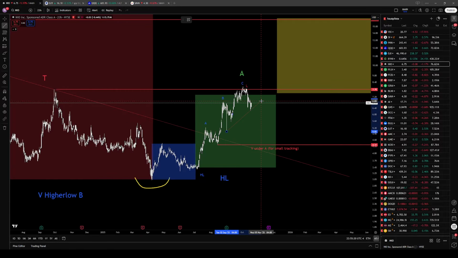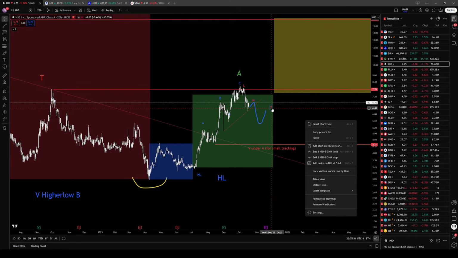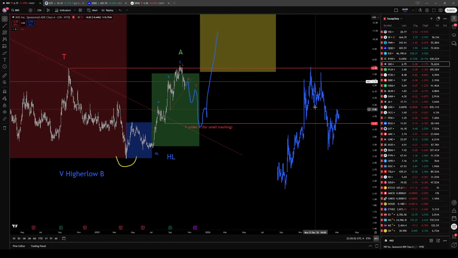Your midpoint would be already in, or most likely come in the next days. You would reject it to come down again, do your T, and then you do your V and A, high, low, and then you go. How this would look like.